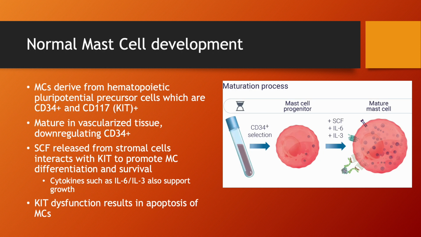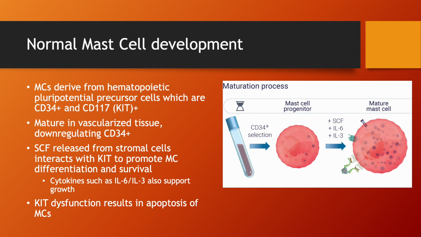As we know, mast cells derive from precursor cells that are positive for CD34 and also for CD117. Now CD117 is also known as KIT, and KIT is the main receptor on mast cells that interacts with stem cell factor, or SCF, to promote their survival, and is also involved in their maturation and differentiation. This process is supported by cytokines such as IL-6 and IL-3. And as we know from the mast cell lecture, if you have dysfunctions in the KIT receptor, the mast cells are going to undergo apoptosis. So it's a really essential receptor.